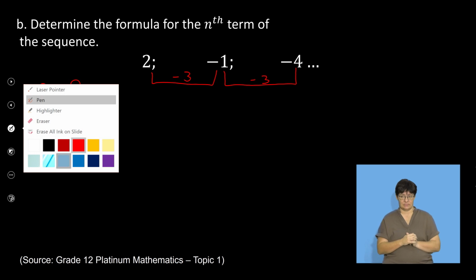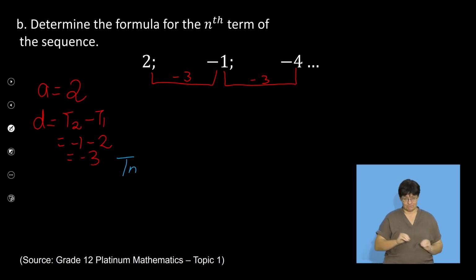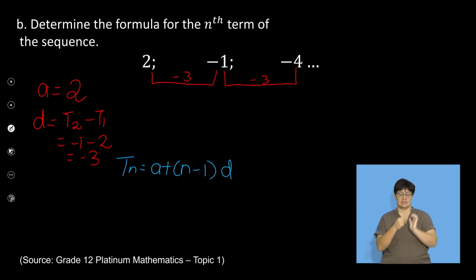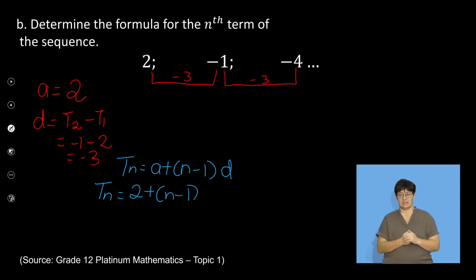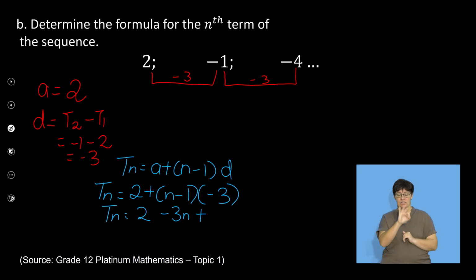I'm now going to substitute those values into Tn is equal to a plus n minus 1 d, as this will help me find the general form of the sequence. So Tn will be equal to 2 plus n minus 1 times -3. If I multiply that out, I'm going to have 2 minus 3n plus 3. So Tn will be equal to 5 minus 3n.